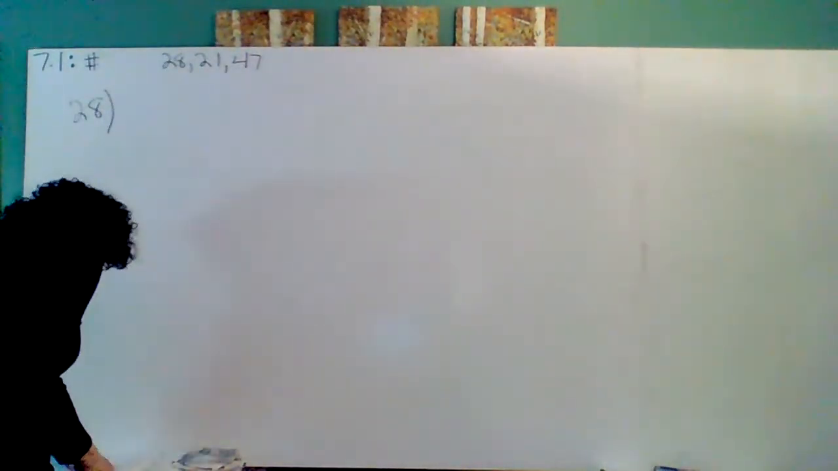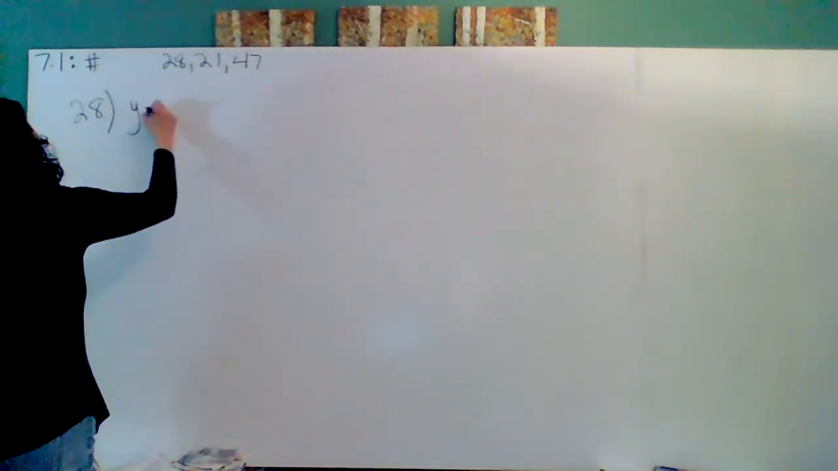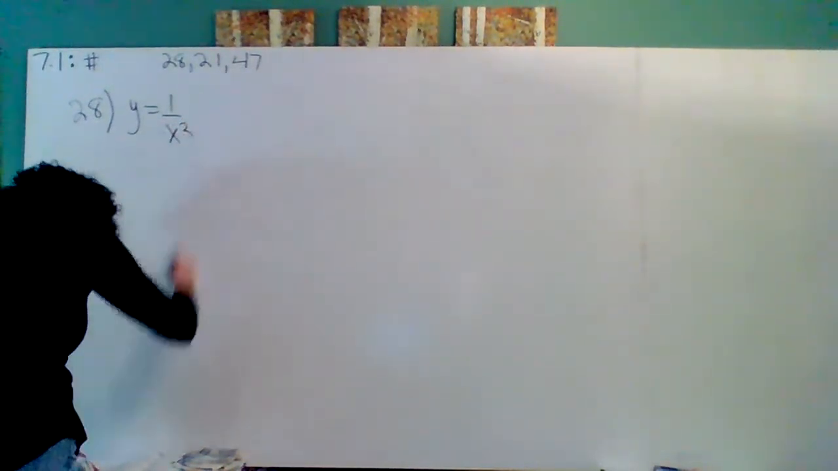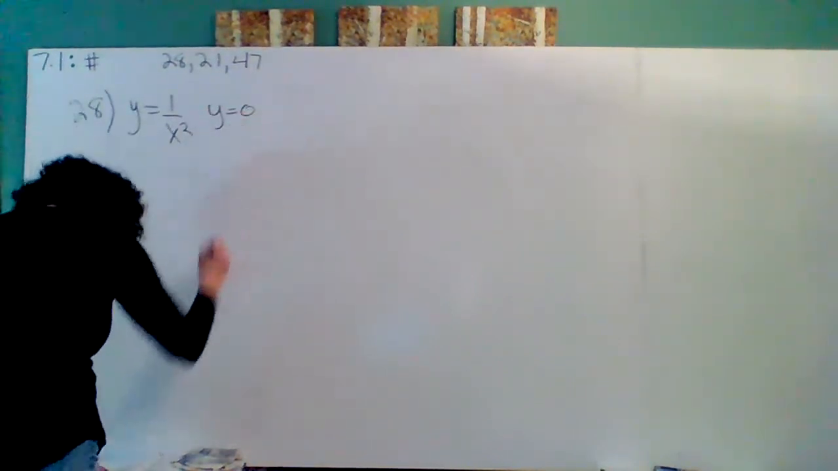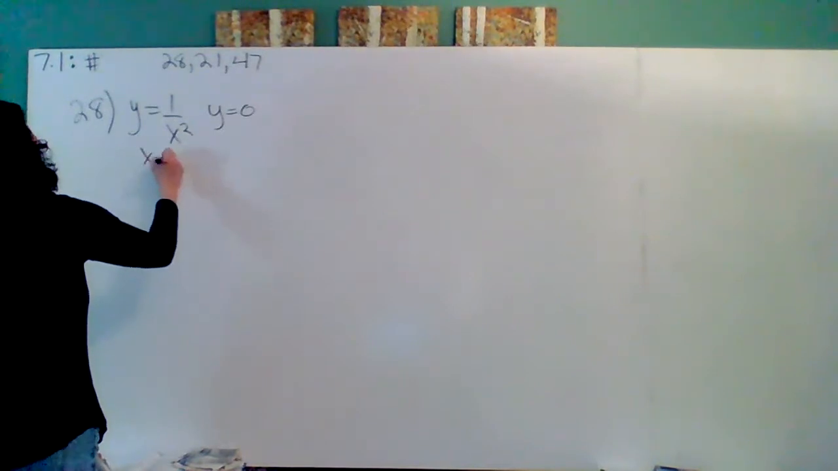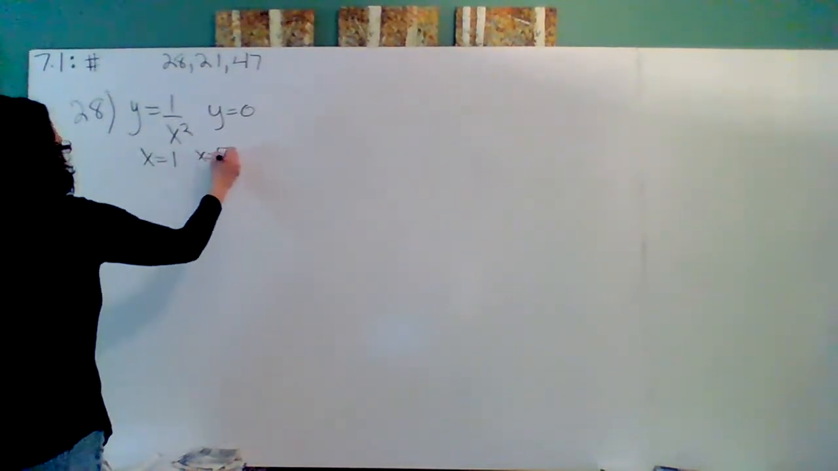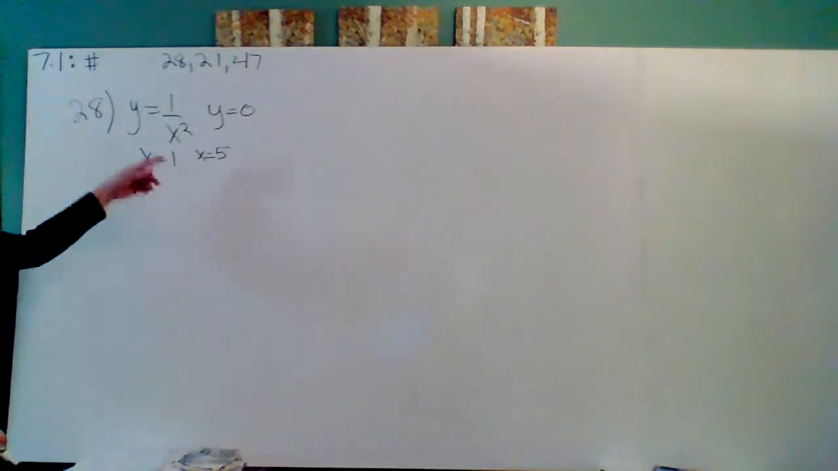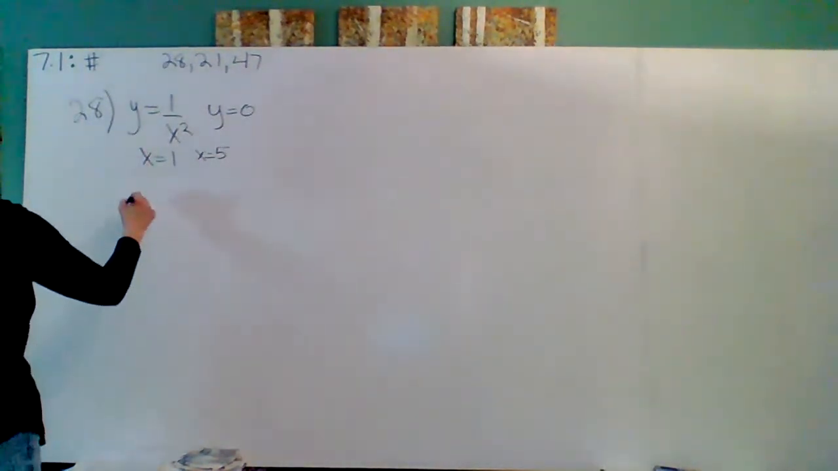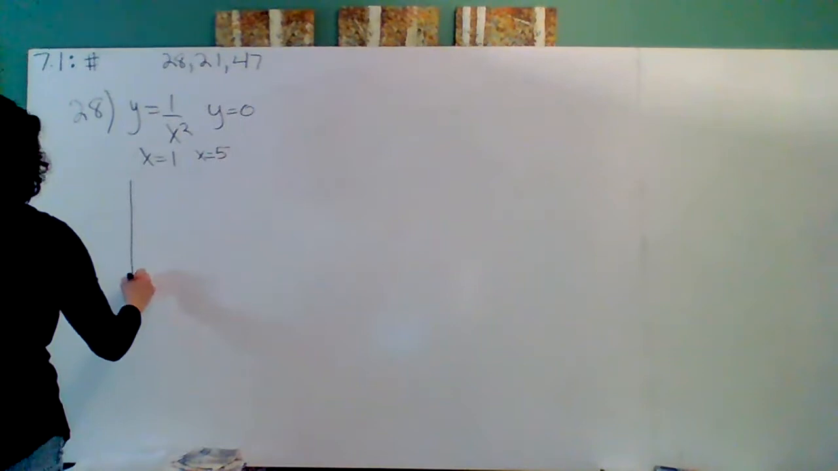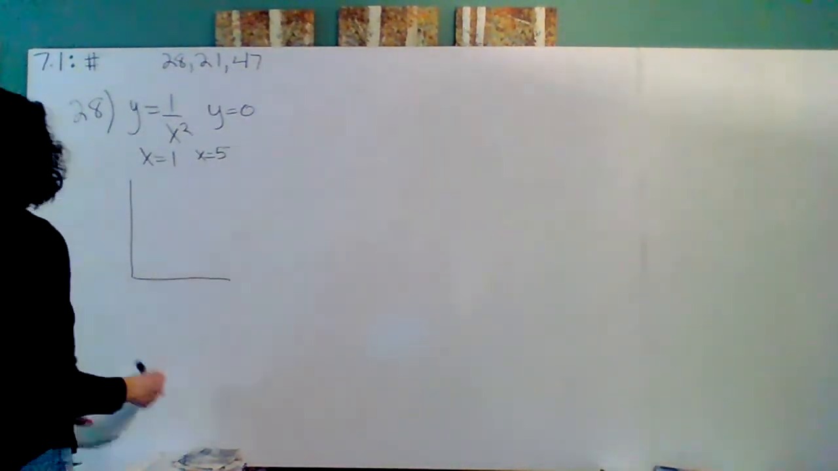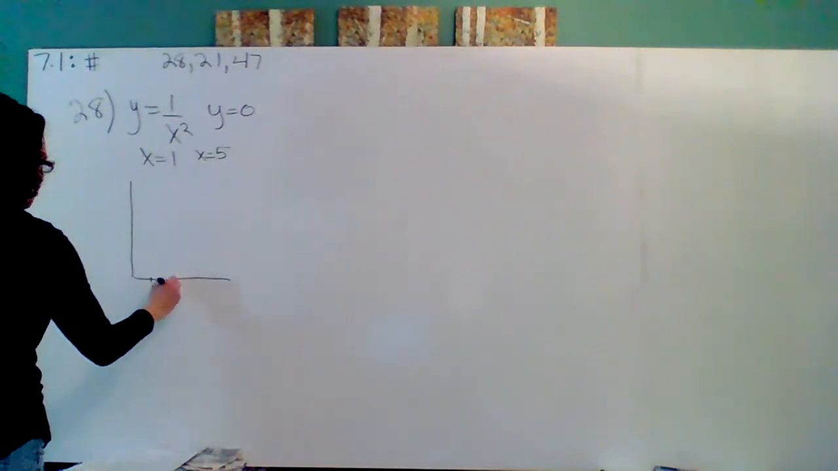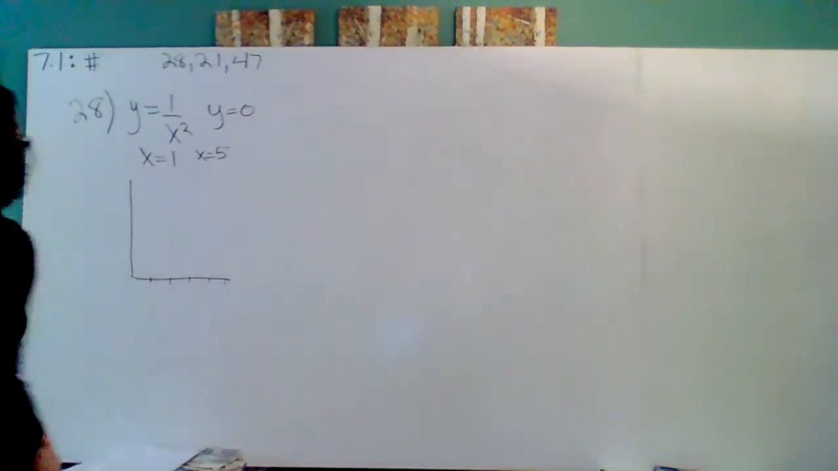Let's look at problem number 28. Same section. Y equals 1 over x squared, right? Y equals 0. And x equals 1. And x equals 5. So that's cool. They already gave us the upper and lower boundaries. Let's go ahead and graph from 1 to 5. And let me check on 28. Yep, that is 1 over x squared. So 1, 2, 3, 4, 5.